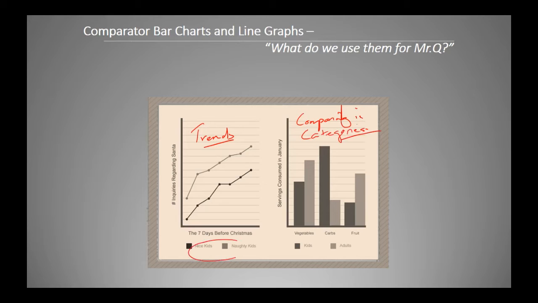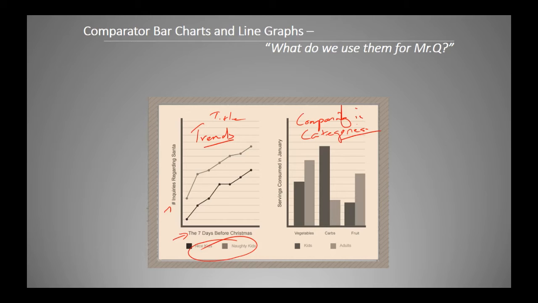And we always need a key. We always need labels on our axes. We should have a title, of course. And we use the information pictorially and to get the raw numbers.